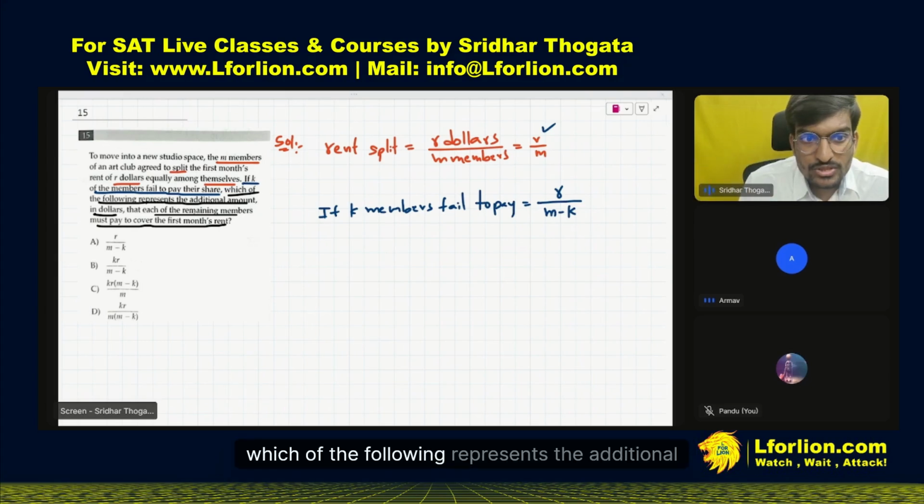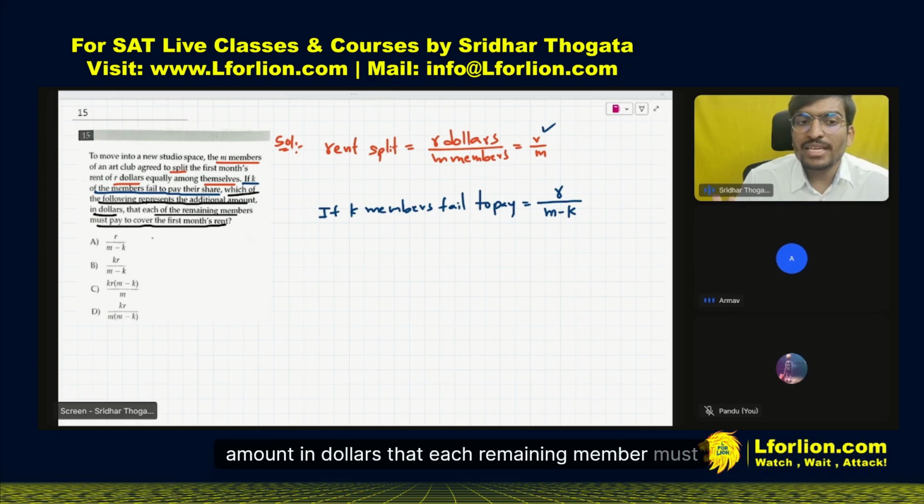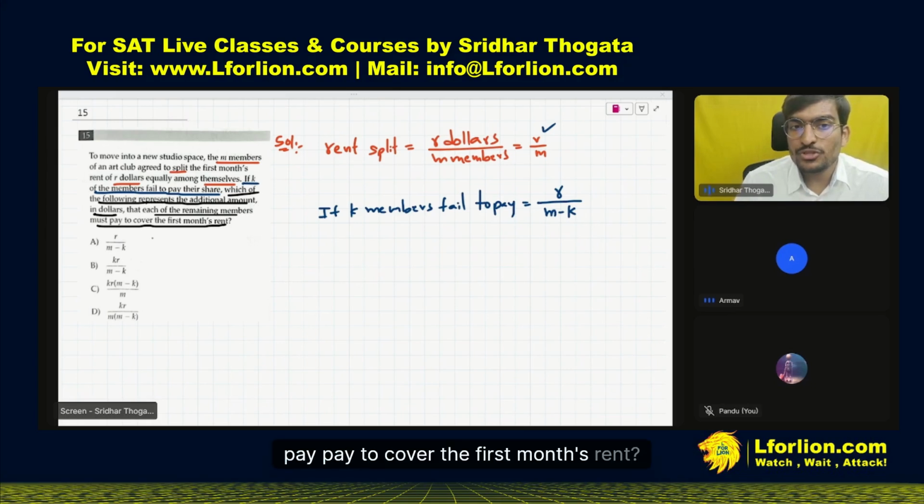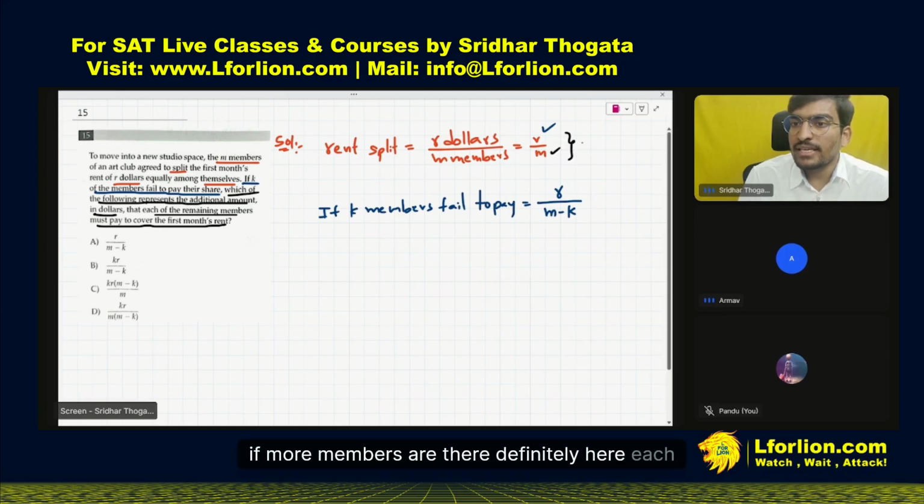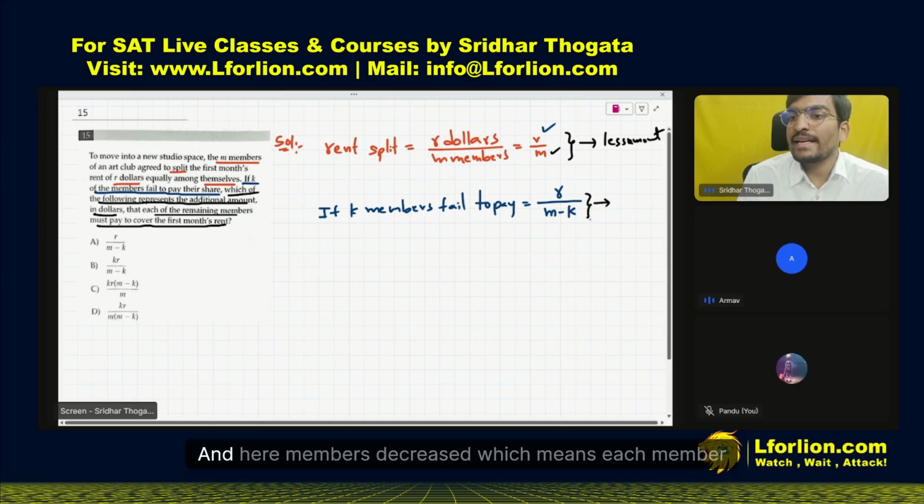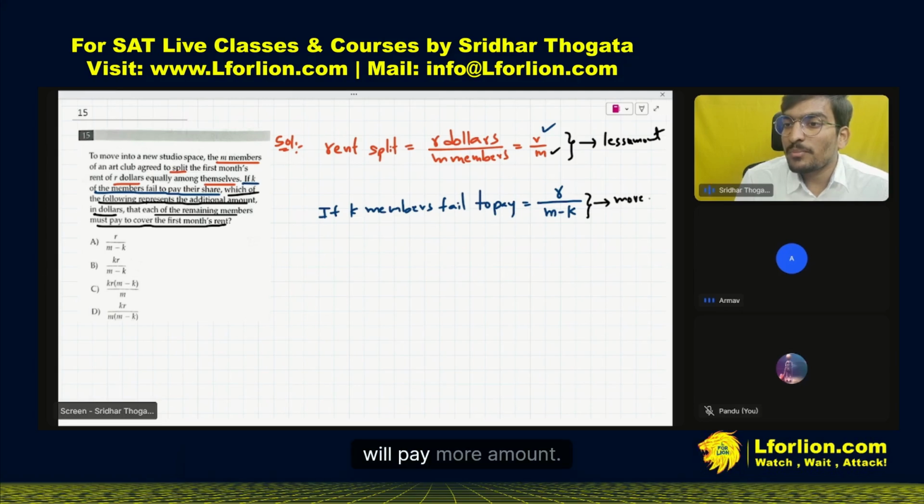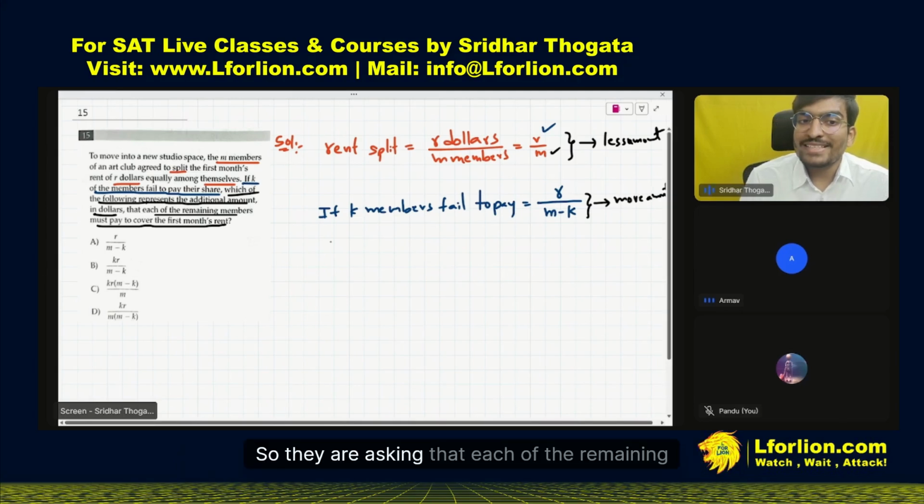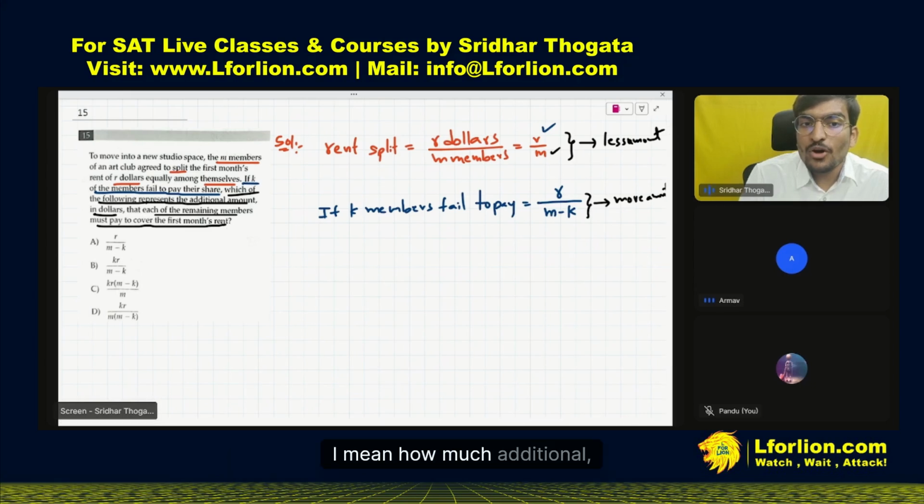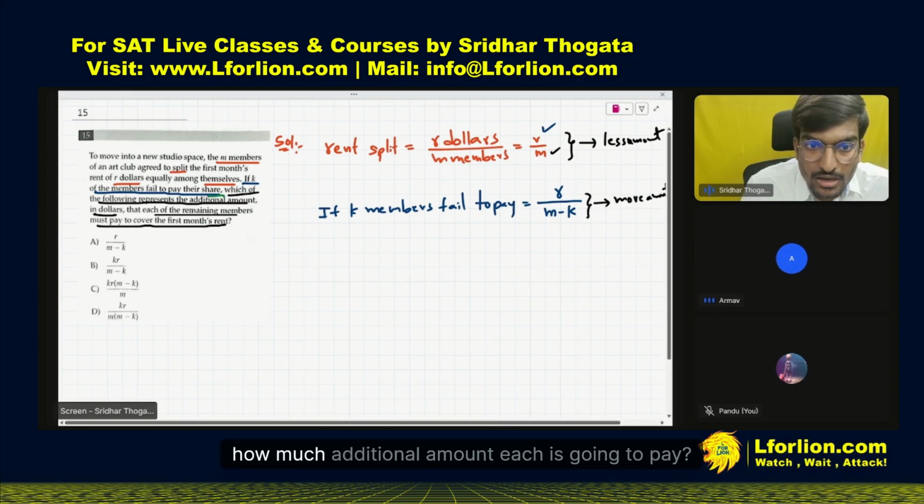Which of the following represents the additional amount in dollars that each remaining member must pay to cover the first month's rent? Actually, if more members are there, definitely each member will pay less, right? And here members decreased, which means each member will pay more. So they are asking how much additional amount each is going to pay.